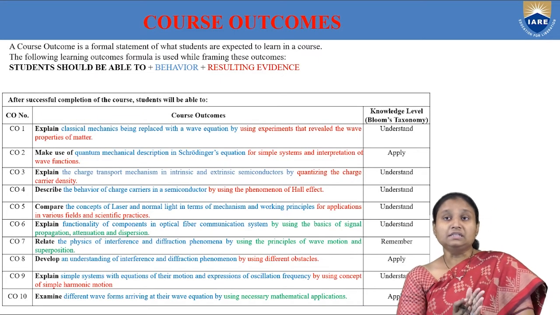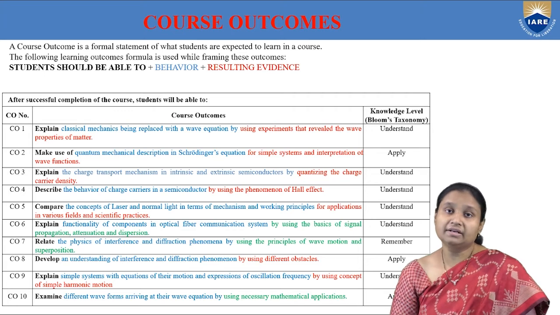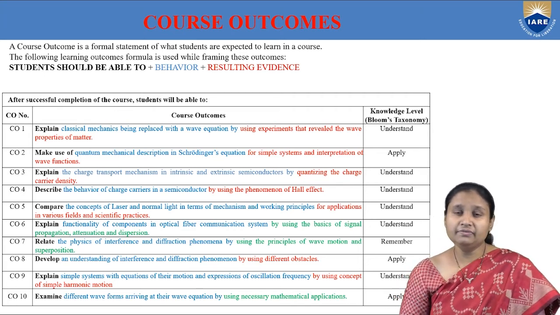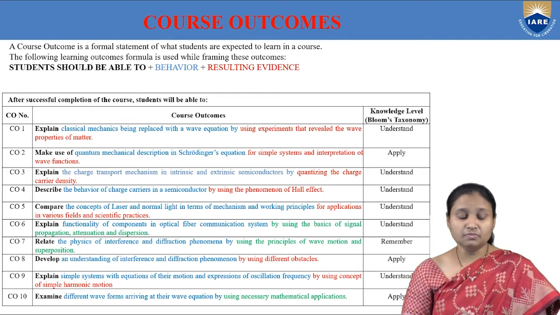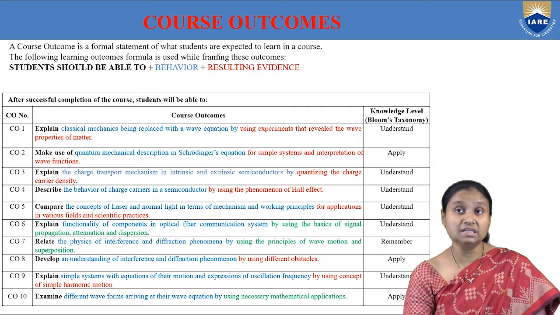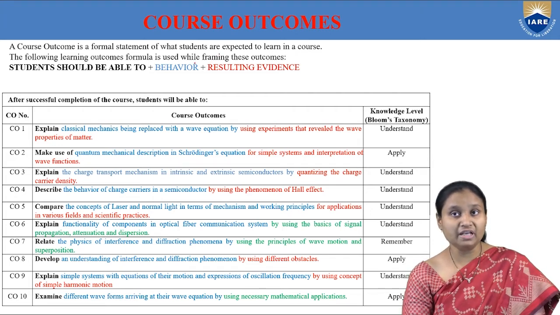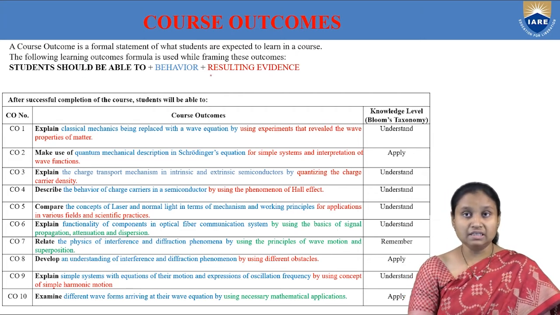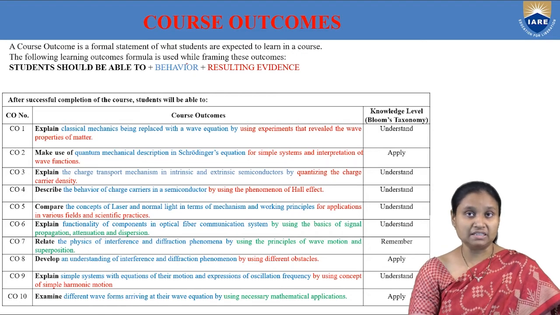Now, these are the course outcomes which are written for the engineering physics course syllabus. And whenever we are writing course outcomes, what exactly are course outcomes? These are formal statements of what students are expected to learn in a course. And when we are framing these course outcomes, there is one formula, the learning outcome formula. What is that formula? Here we are going to focus on 3 parts.